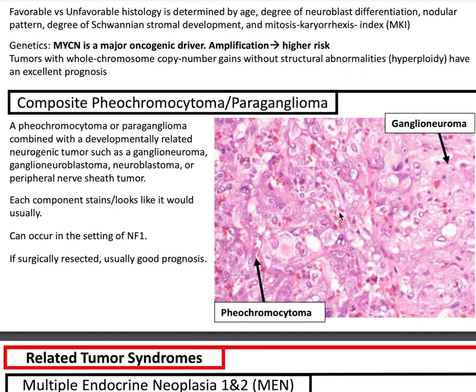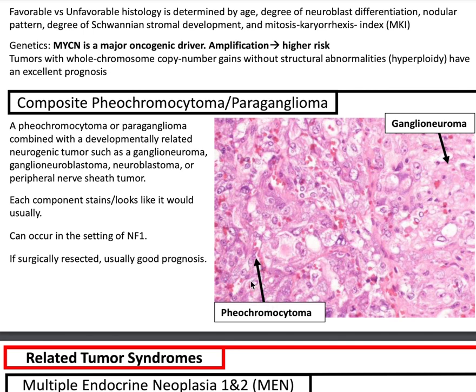Composite pheochromocytoma paraganglioma. This is a pheochromocytoma or paraganglioma combined with a developmentally related neurogenic tumor such as a ganglioneuroma, ganglioneuroblastoma, neuroblastoma, or peripheral nerve sheath tumor. Each component stains like it would usually, and it can occur in the setting of neurofibromatosis 1. If surgically resected, usually good prognosis.